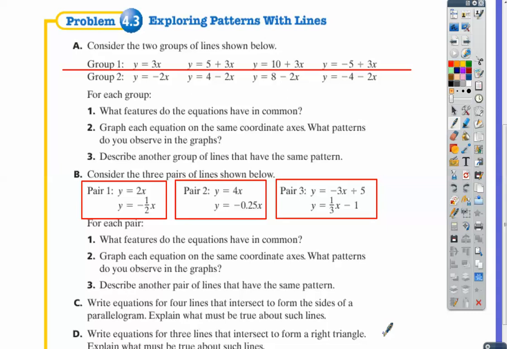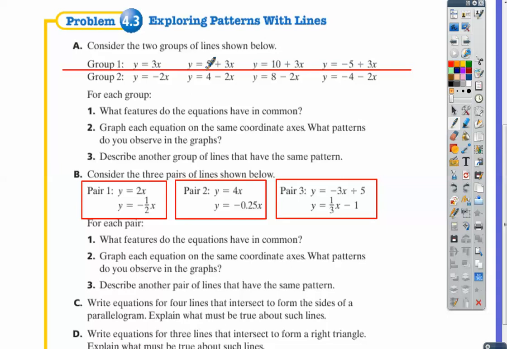So for those of you dealing with Connected Math, this is Moving Straight Ahead, Investigation 4.3. It's a quick little summary here. So we have group 1 and group 2. And in group 1 you have y equals 3x, y equals 5 plus 3x, y equals 10 plus 3x, and y is equal to negative 5 plus 3x. And we're asked to graph it on a graphing calculator and then figure out what these things have in common.